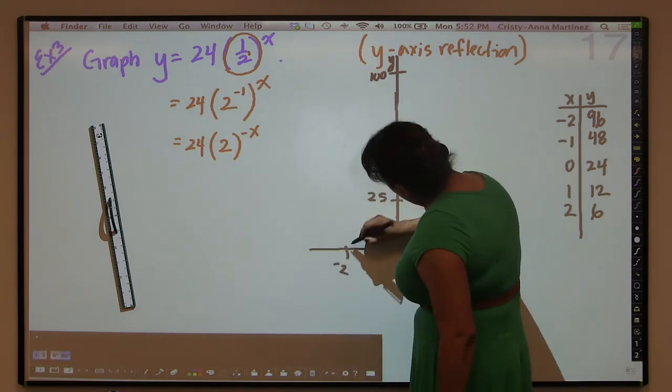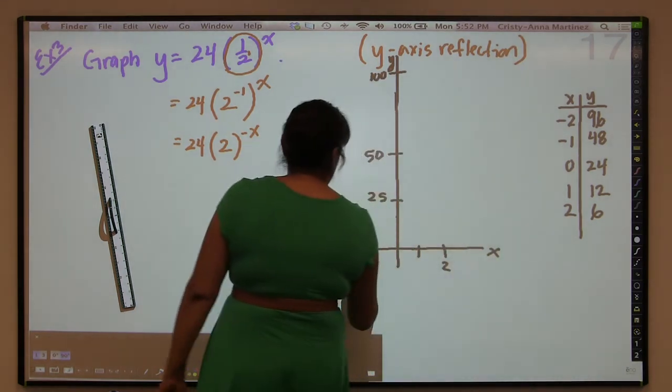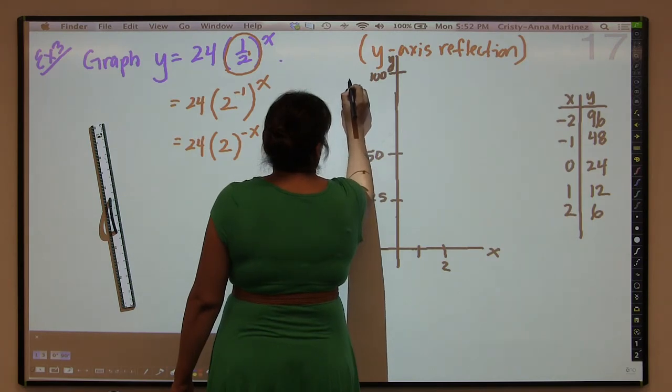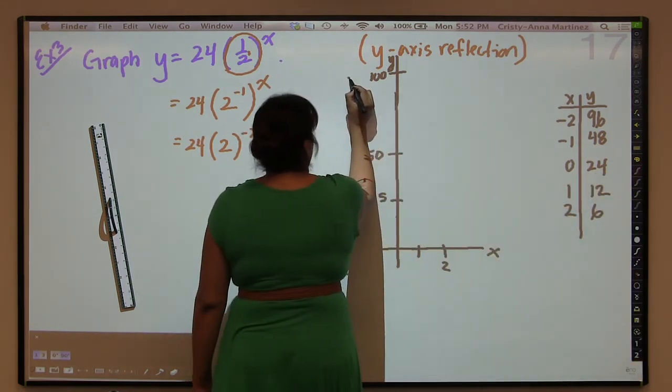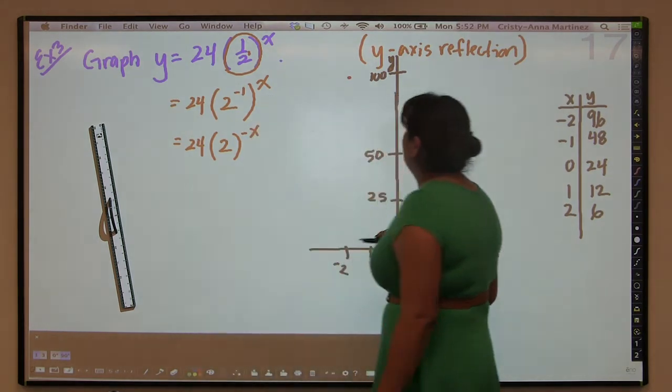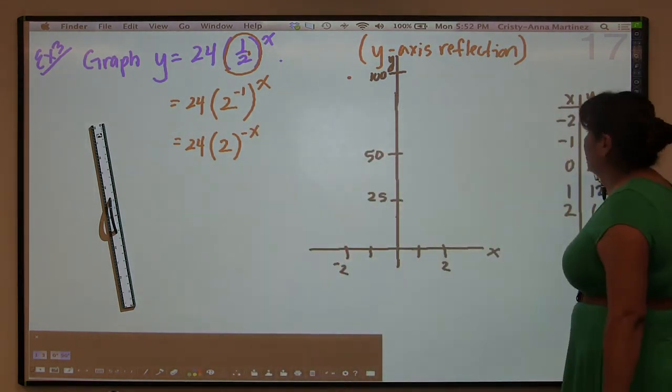That's probably a good spot right there. And why didn't it write? I don't know. Let's see. 96. There we go. But I want it to be red, so there we go. There's roughly 96. -1 is 48.